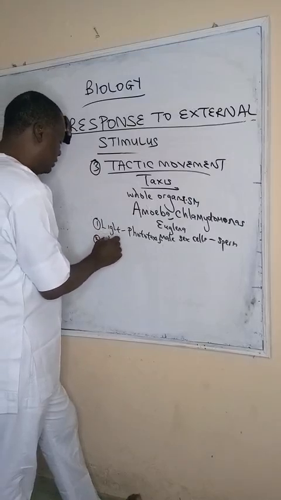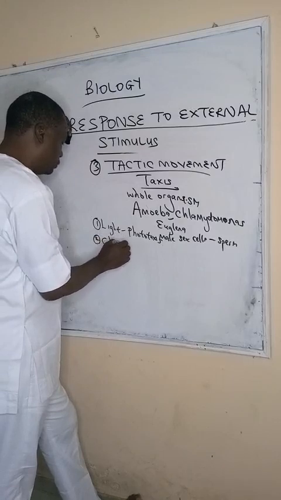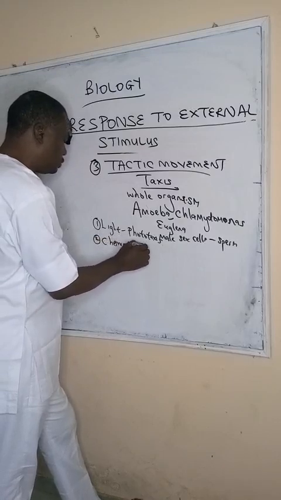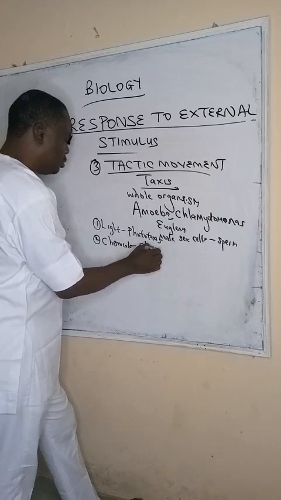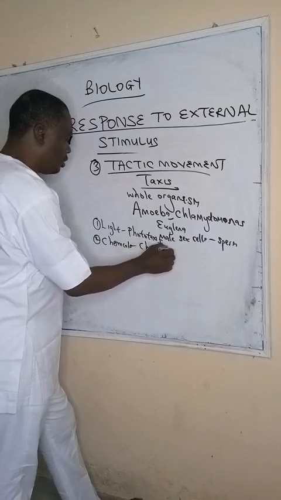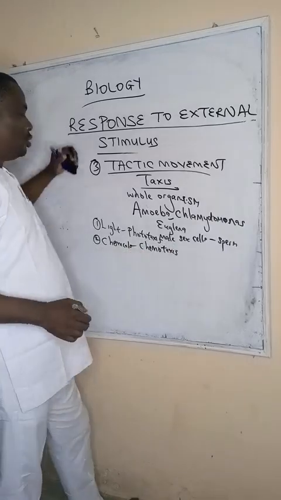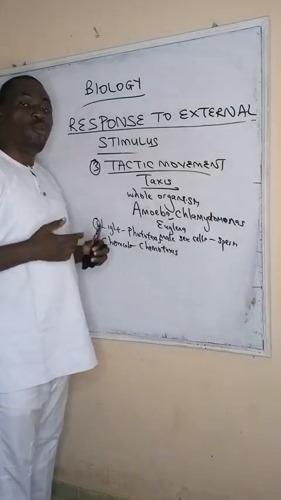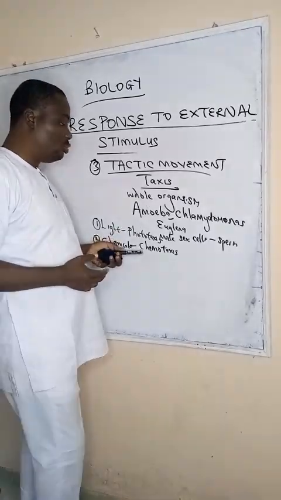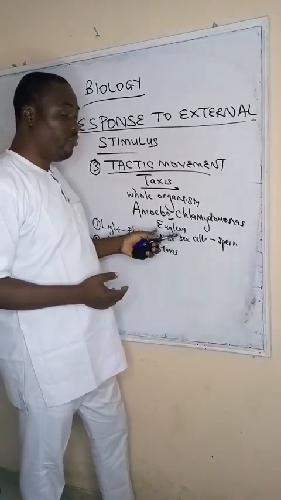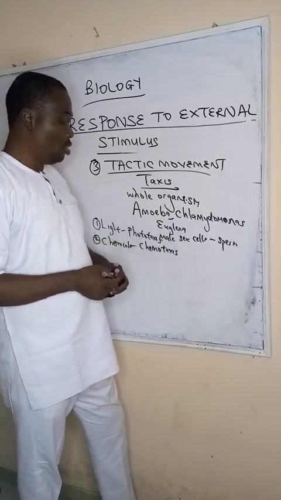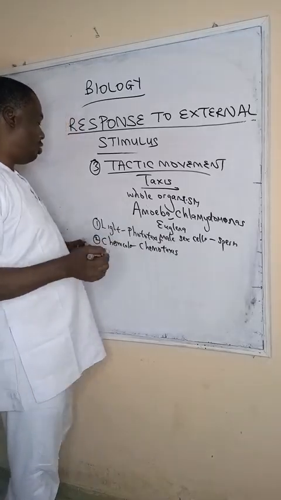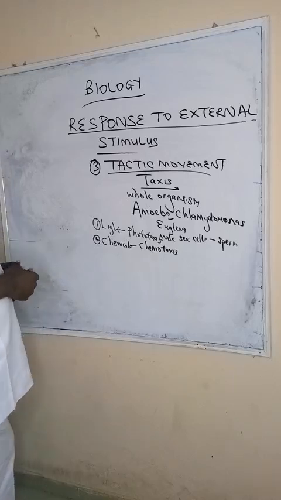Number 2, we have chemotaxis. We have chemicals. It's called chemotaxis. So for example, now in most plants, the male sex cells move towards the chemical stimulated by the egg cells. That's positive chemotaxis.